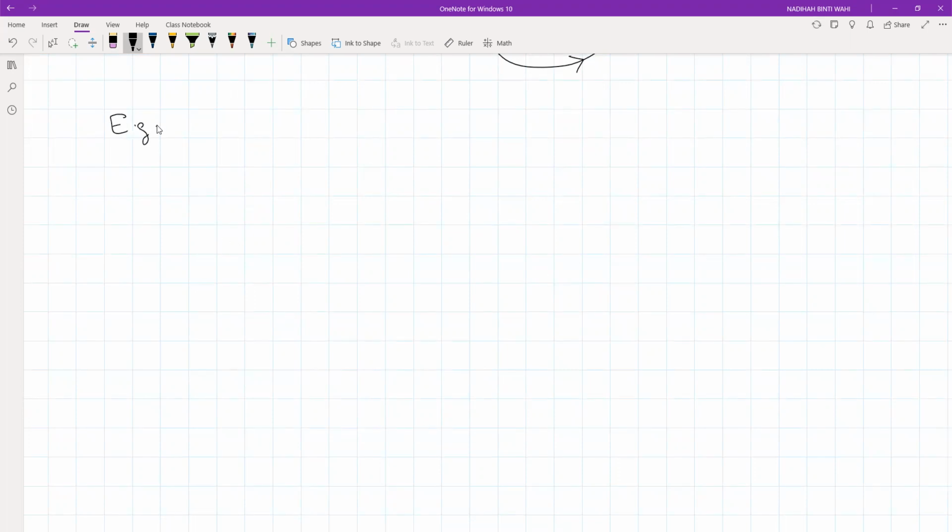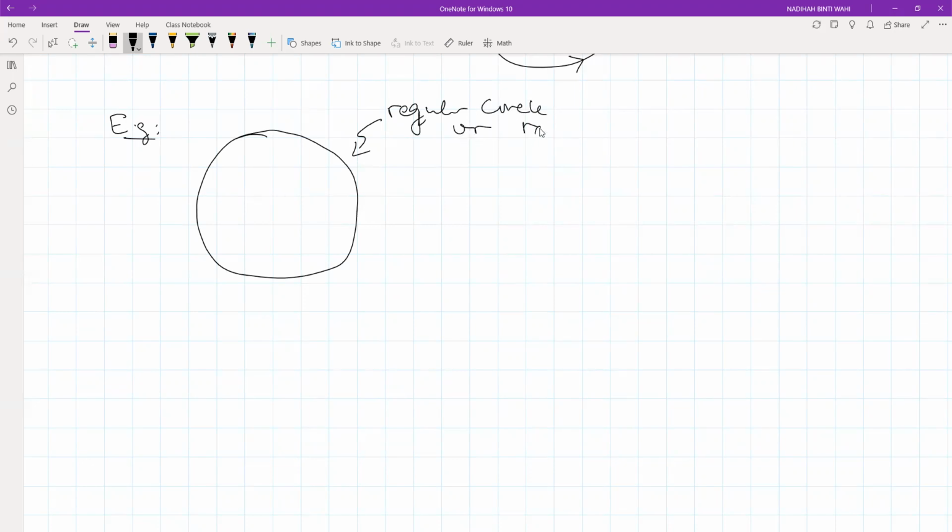Okay, an example. Example of a simple closed curve. As you can see, this is just a regular circle, and then the regular circle of radius, let's say maybe radius r.